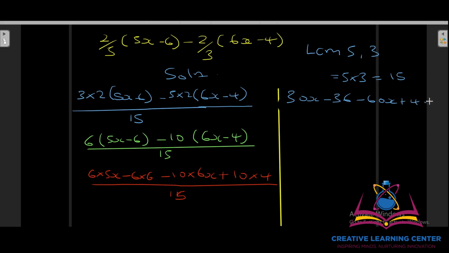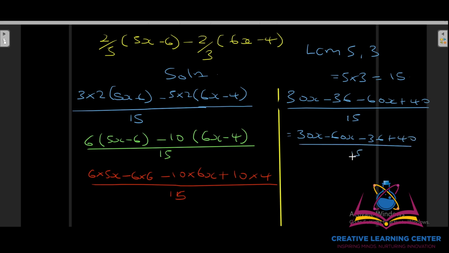Then plus 40. This is over our LCM, which we got as 15. If you move further here, we try to collect like terms. It will be 30x minus 60x, subtract off 36 and then plus 40. This will be out of 15.